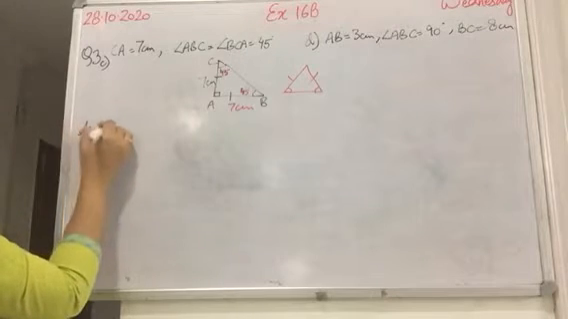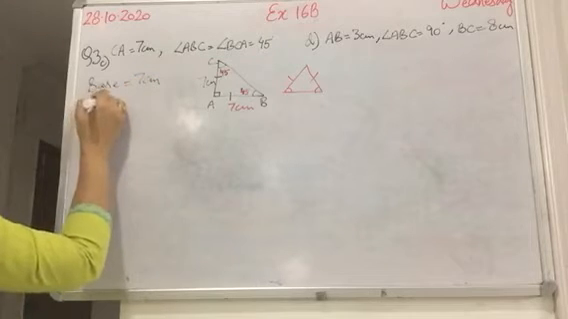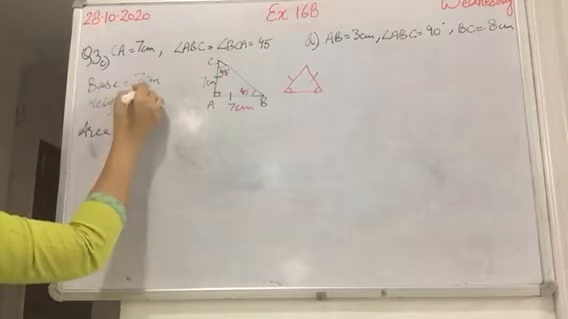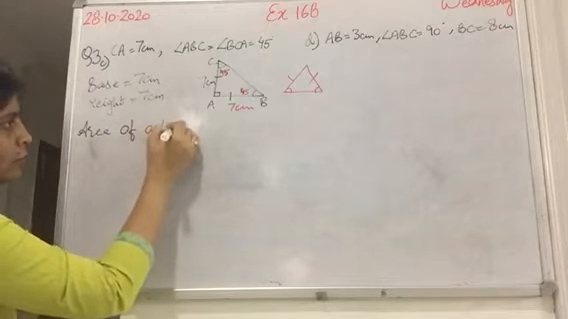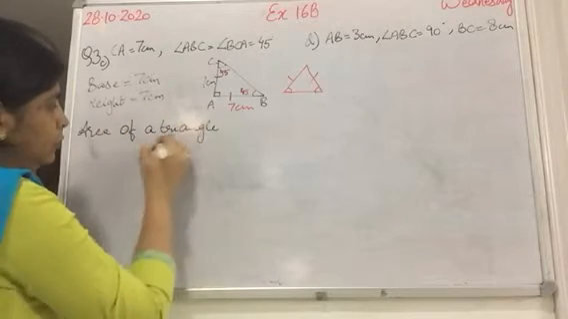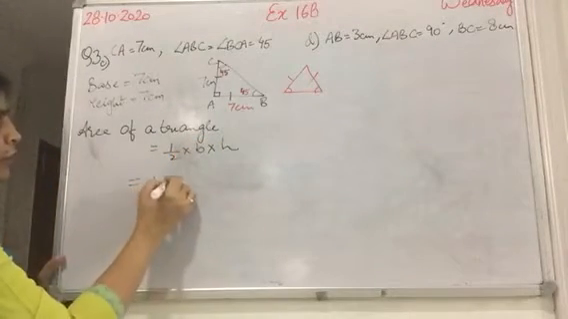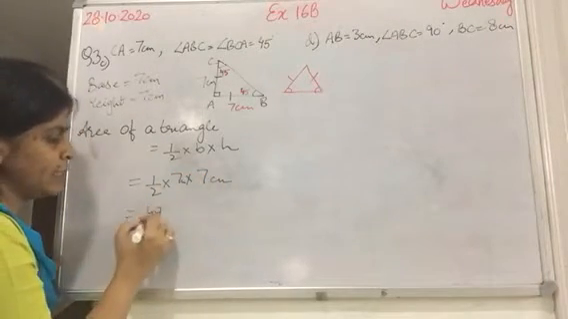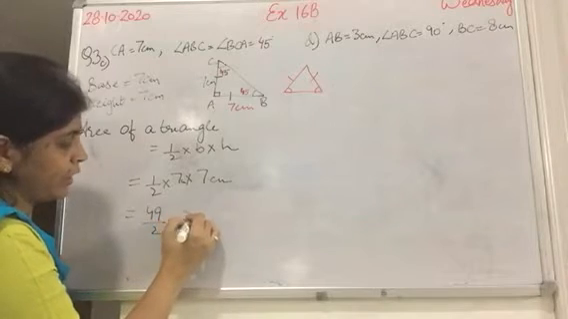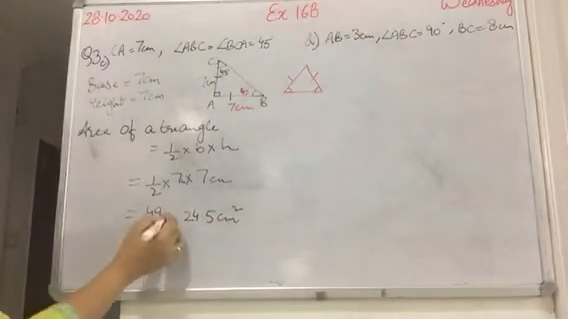So I will write it here: base is 7 centimeter, height is also 7 centimeter. Clear? Now we calculate the area of a triangle, half into base into height. So half into 7 into 7 centimeter. 7 sevens are 49 upon 2, that is 24.5 centimeter square is the answer.